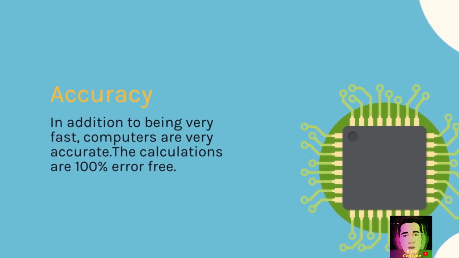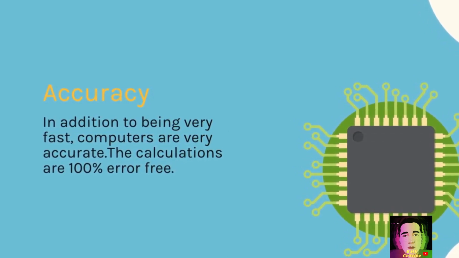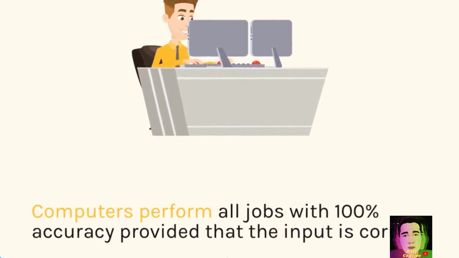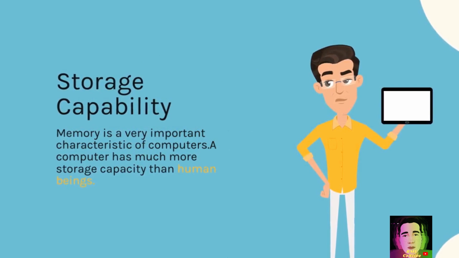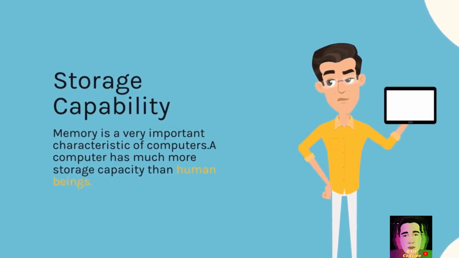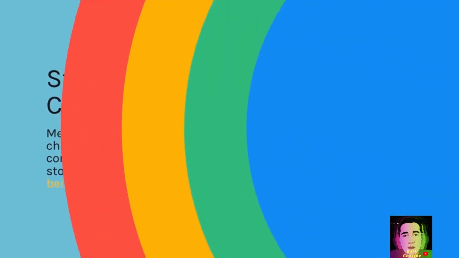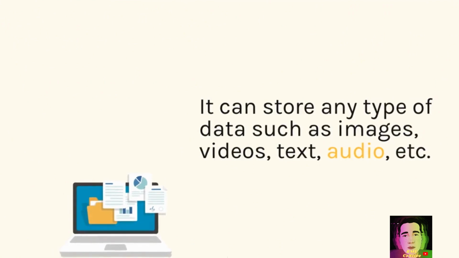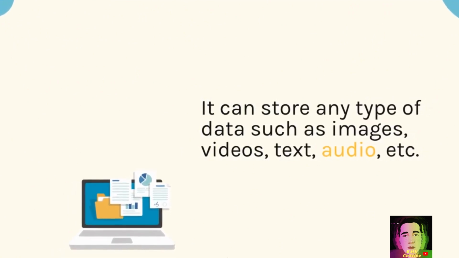Accuracy. In addition to being very fast, computers are very accurate. The calculations are 100% error-free. Computers perform all jobs with 100% accuracy provided that the input is correct. Storage capability. Memory is a very important characteristic of computers. A computer has much more storage capacity than human beings. It can store large amount of data. It can store any type of data such as images, videos, text, audio, etc.